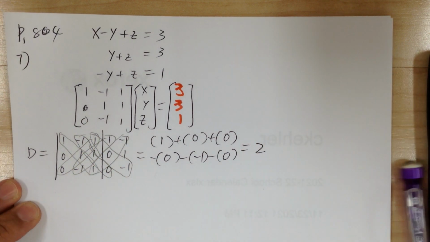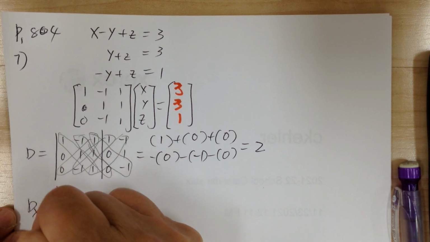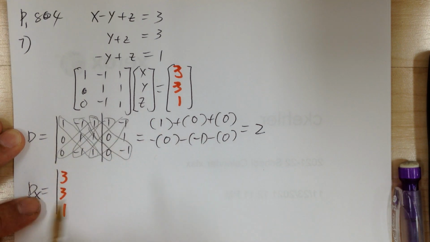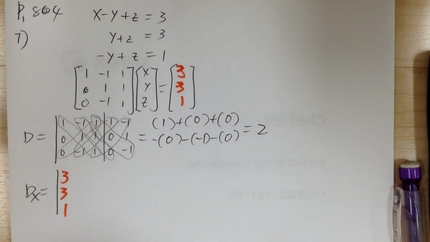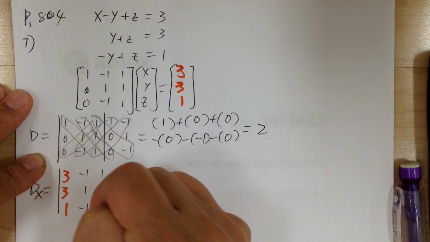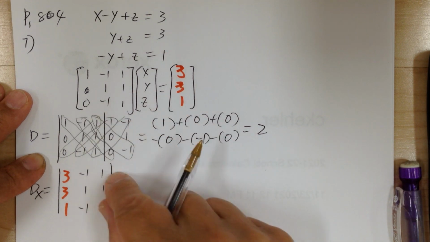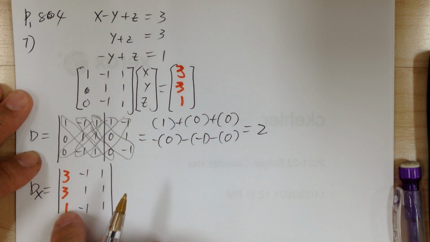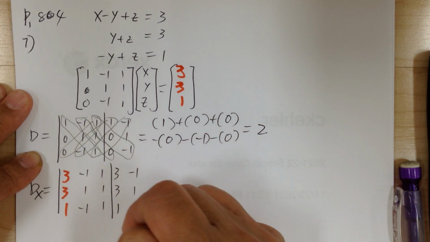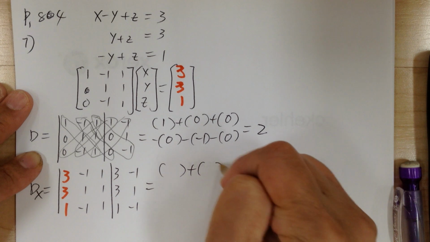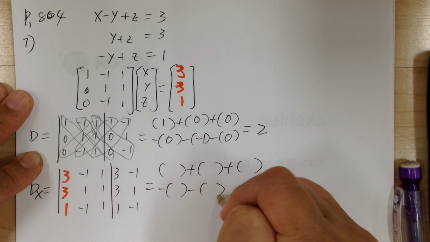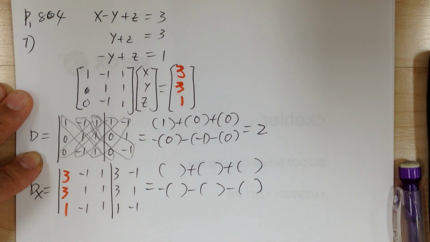Okay, let's find dx. So dx would be equal to, so replace the x column by 3, 3, 1. And you're going to get -1, -1, and then you got 1, 1, 1. Okay. So again, these two columns stay the same. Only the x column got changed. Okay, so copy the columns again. So you can notice I get 3 additions and 3 subtractions. Okay, because when you go in the opposite direction, you have to subtract.